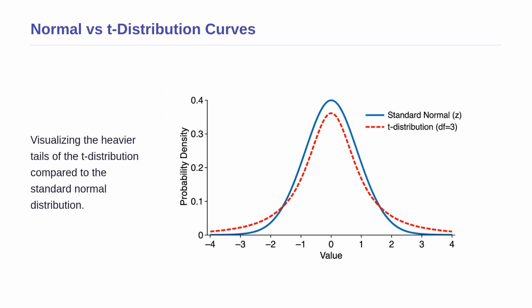To truly grasp why that critical value was higher, let us look at this diagram. Here we see two curves plotted on a graph of probability density versus value. The solid blue line represents the standard normal Z distribution. Notice how tall it is in the center? The dashed red line is the t distribution. Observe how it is shorter at the peak but thicker at the tails on the far left and right. This visualizes exactly what we discussed. The t distribution expects extreme values to happen more often because of our uncertainty. Those thicker tails are the mathematical safety net that widens our margin of error.